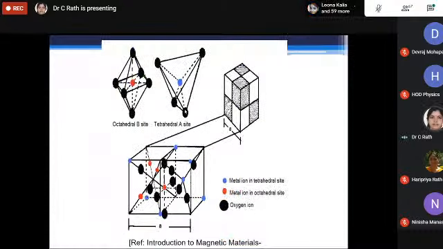So this is the representation of tetrahedral and octahedral sites, where a divalent cation is surrounded by 4 oxygen. It is tetrahedral interstitial and octahedral interstitial, and this is the nomenclature of the cubic FCC lattice.